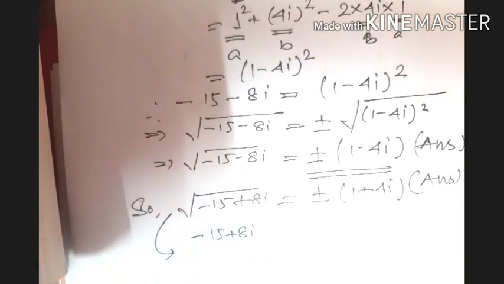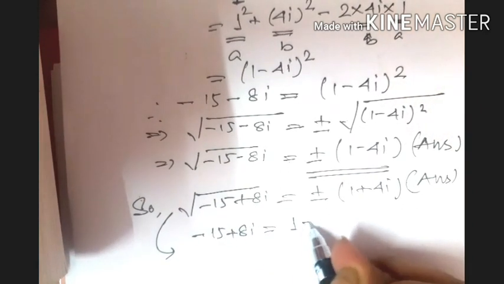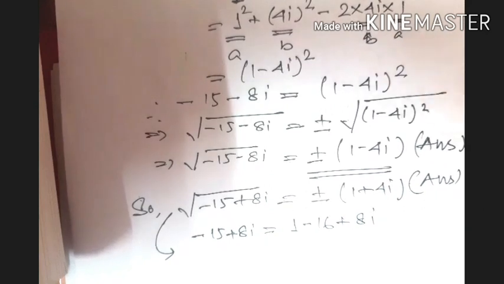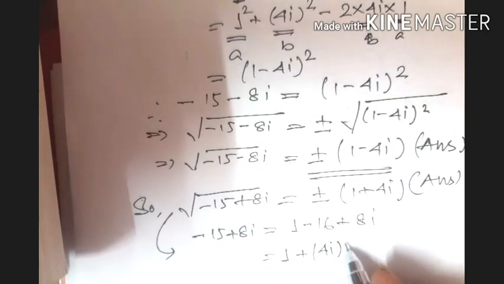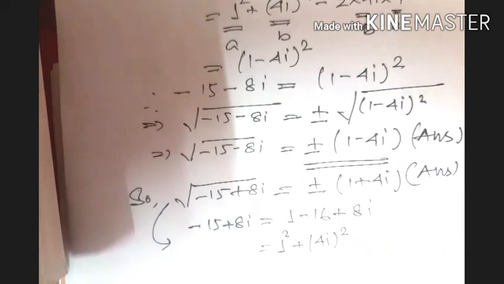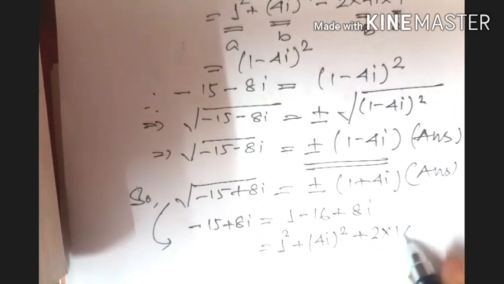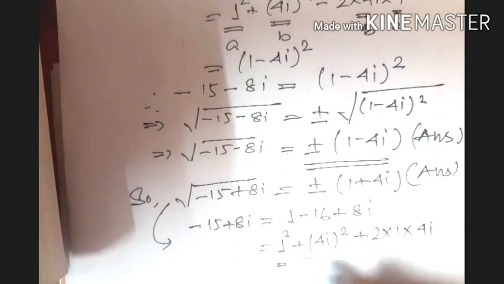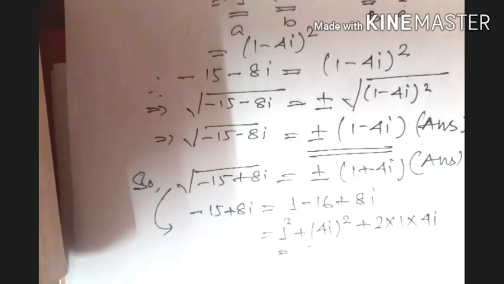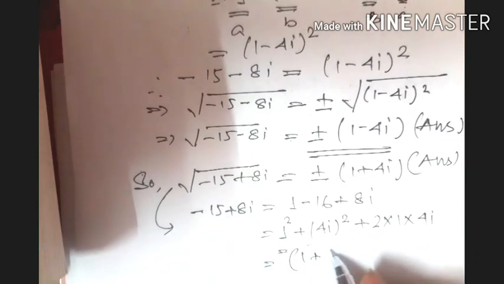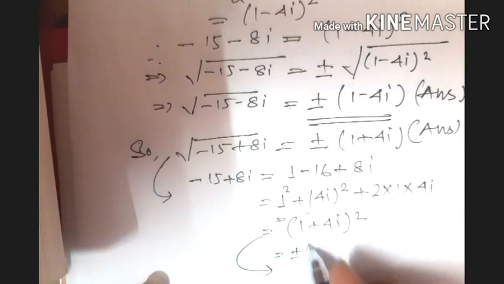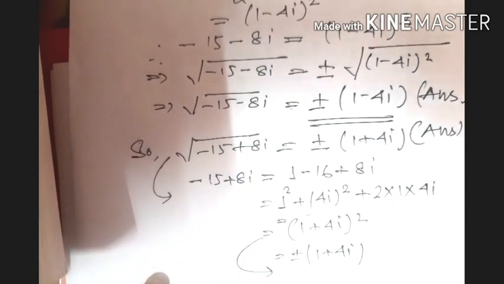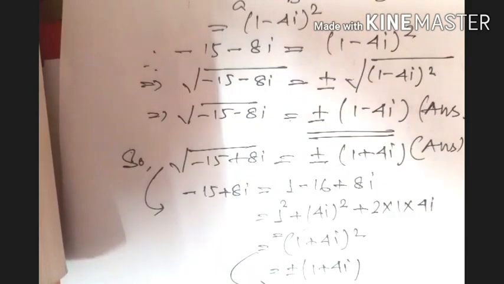Minus 15 plus 8i, so again we are going to write 1 minus 16 but plus 8i here, so that is 1 plus 4i whole square, here is 1 square, again 2 into 1 into 4i. Now you can see all signs are plus, so it looks like a plus b whole square, so 1 plus 4i whole square. So again taking the square root, we have plus minus 1 plus 4i. So this is our method.